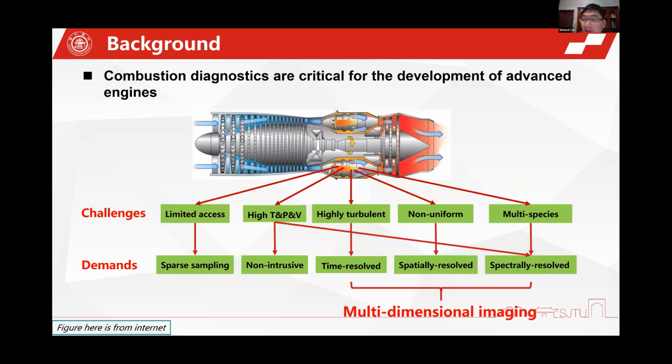So let me first introduce the background, because you all have a background in combustion, so I won't talk too much. One thing I want to emphasize is why I want to do five-dimensional imaging. This is because of the requirement from the measurement of engine combustion, because the situation for engine measurement is quite difficult. For example, the flame is highly non-uniform and it involves multiple species. And also the temperature is very high, pressure is very high, and the velocity is very high. So we need multi-dimensional imaging techniques.